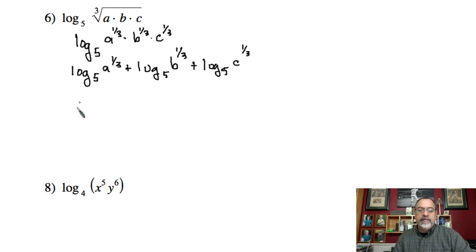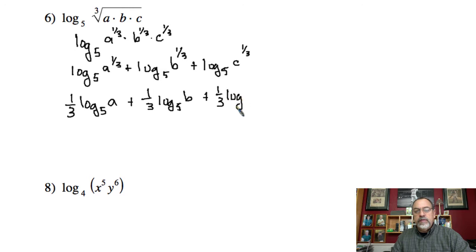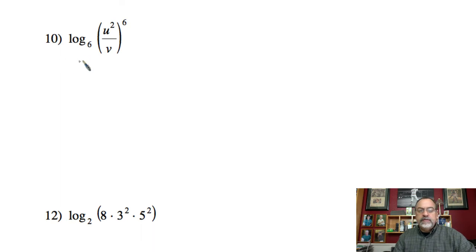And again, because we have powers to powers, we can put those in front. So this is 1/3 log base 5 of a plus 1/3 log base 5 of b plus 1/3 log base 5 of c. And so this would be the expanded form. Okay, all right, I'm going to skip up to example 10 here, where we have some division.